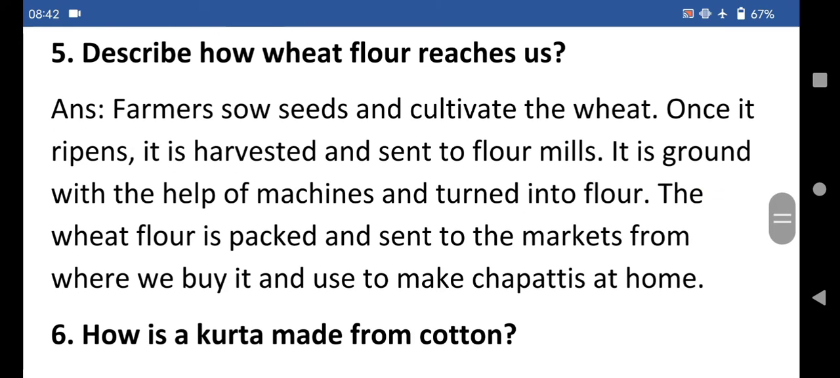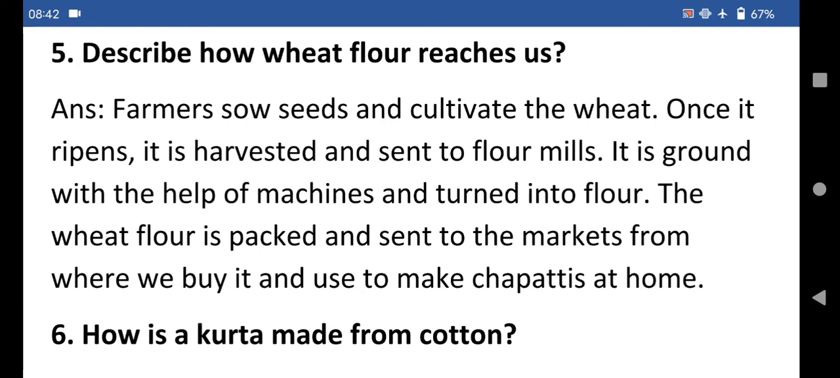5. Describe how wheat flour reaches us. Now we will discuss how flour reaches us, how we get flour from the market. The first step is farmers sow seeds and cultivate the wheat. So what will the farmers do? The farmers will sow the seeds, they will grow the crops and cultivate the wheat.